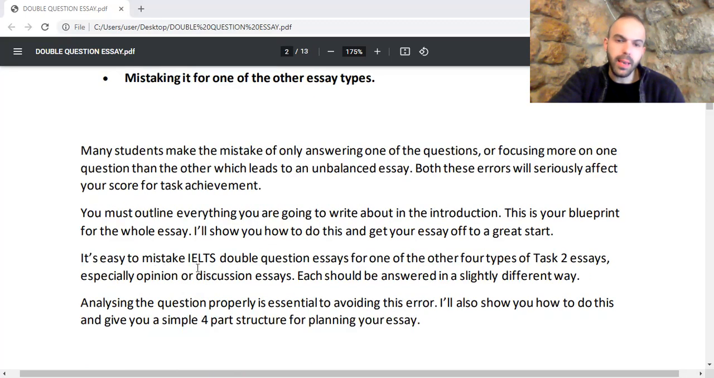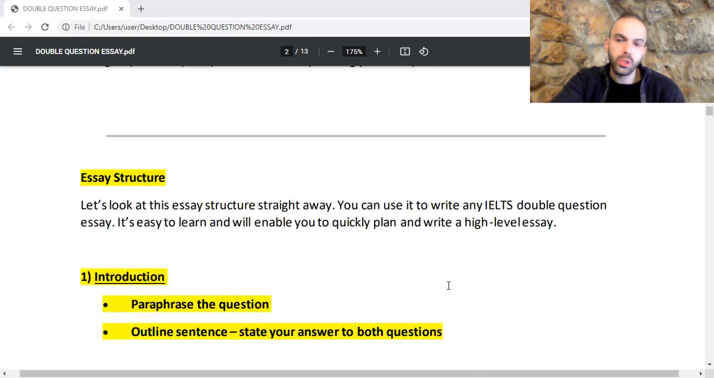It's easy to mistake IELTS double question essays for one of the other four types of task 2 essays, especially opinion or discussion essays. Each should be answered in a slightly different way. So analyzing the question properly is essential to avoiding this error. I will also show you how to do this and give you a simple four-part structure for planning your essay. So now let's move to that easy structure.